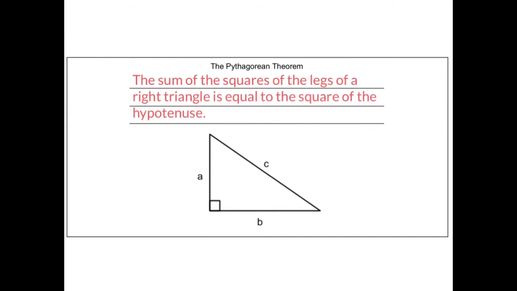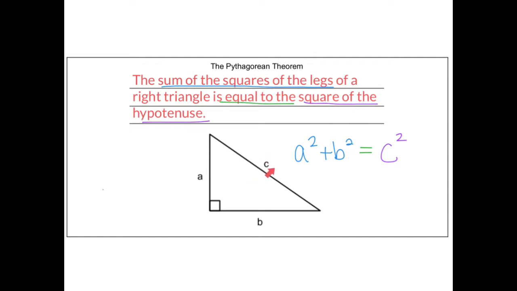Well, the Pythagorean Theorem states that the sum of the squares of the legs of a right triangle is equal to the square of the hypotenuse. So if we label our triangle with A, B, and C, C being the hypotenuse, then the sum of the squares of the legs, so sum means to add, the squares of the legs, so A and B will be the letters we use to represent the legs, so A squared plus B squared is the sum of the squares of the legs, is equal to, so there's the equal to, the square of the hypotenuse.